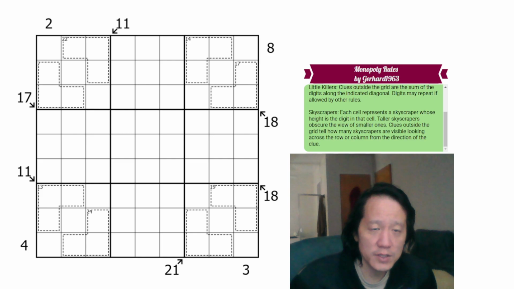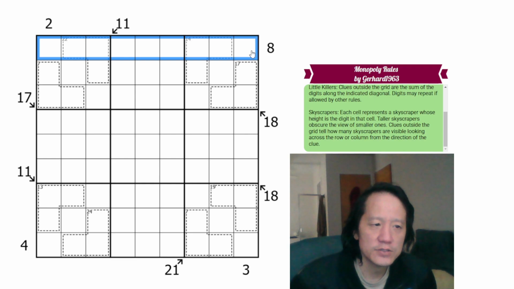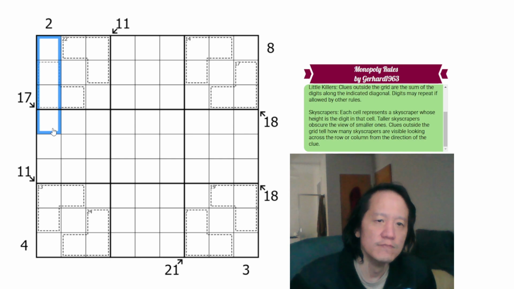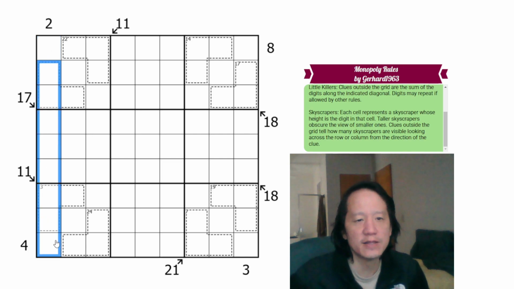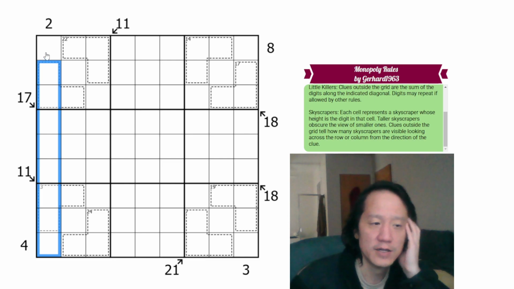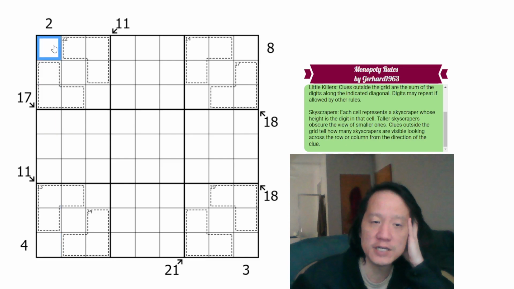Okay, so what's the easiest way? Probably the 8 clue. This sees 8 skyscrapers, right? And this sees 2 skyscrapers. So we know 9 cannot be the first skyscraper it sees along the 2, which means that 9 cannot be in this cell here. Because if 9 is the first cell here, it basically only sees that 9, and that would mean that the clue outside would have to be a 1, because it would only see 1 skyscraper. So this can never be 9.